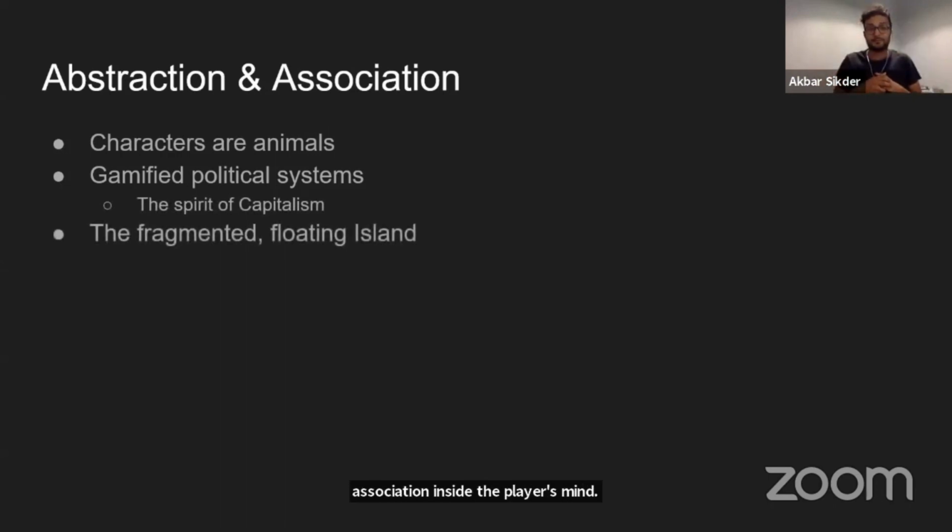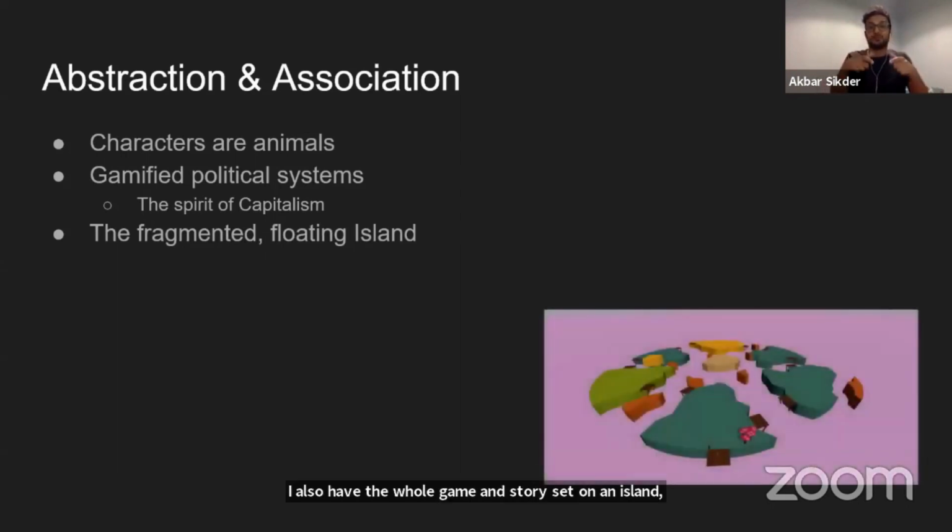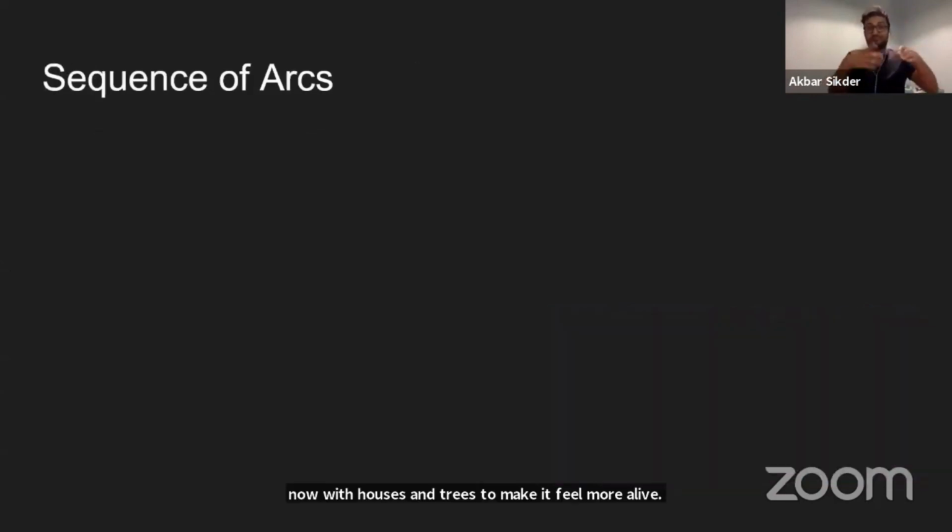I also have the whole game story set on this island, which is floating and has been fragmented, and it's meant to symbolize how divided countries can become by politics. There's an image of it there. That's an earlier version of the island. It's definitely been a lot more populated than that now, with houses and trees to make it feel more alive. But from an early stage in development, I definitely pictured this image of an island that was split apart and divided. And I structured my game, like I said earlier, around something called a sequence of arcs.